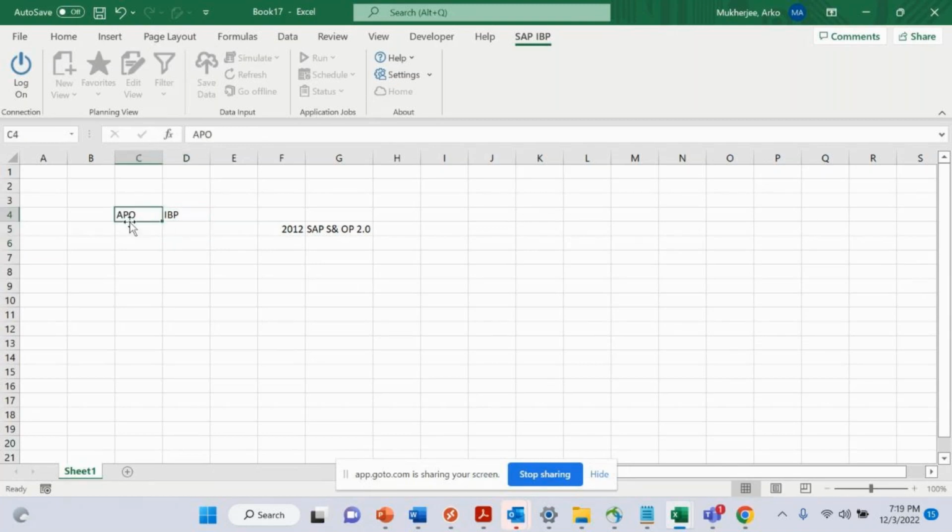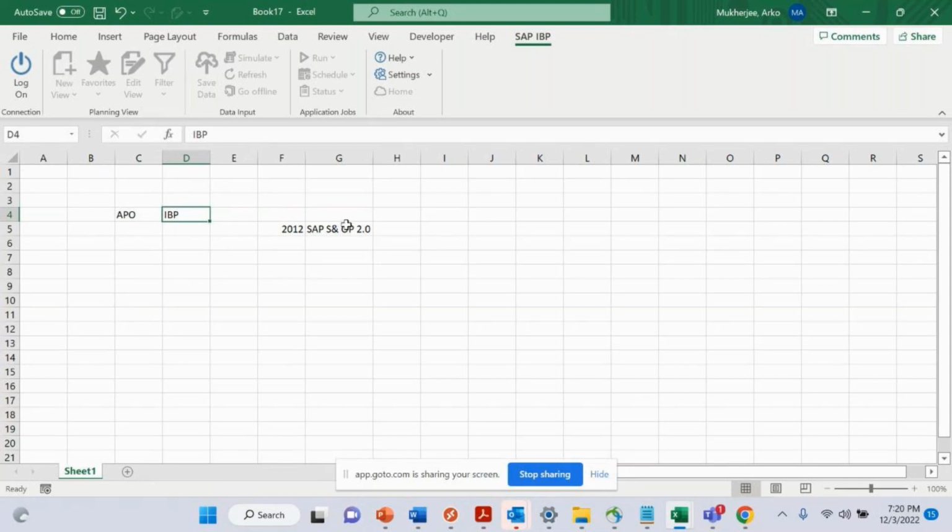The main disadvantage of APO at the time was that it has an inbuilt memory system. It does not have a cloud based data model system. When IBP was introduced, it had a cloud based system. It is called the new cloud based SAP HANA platform for advanced planning.